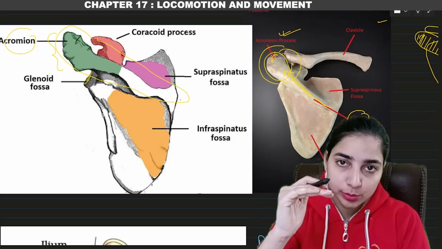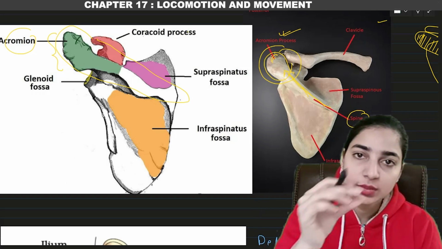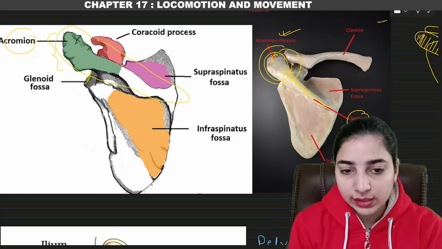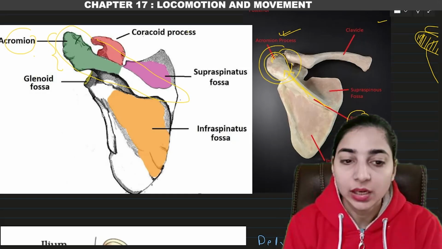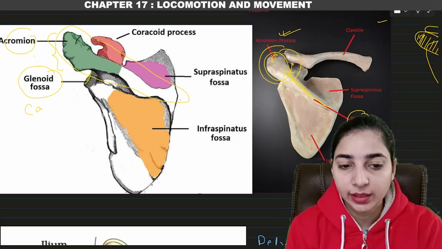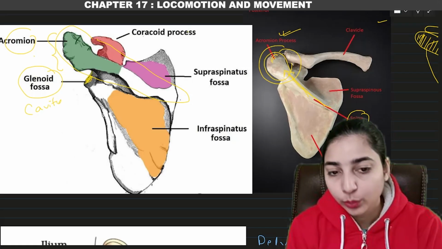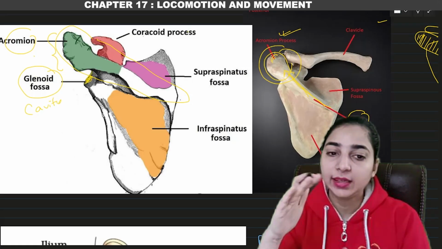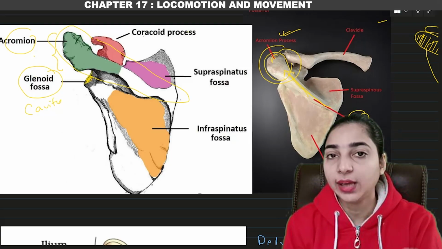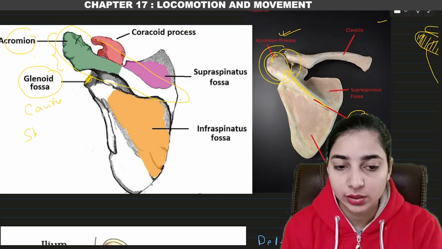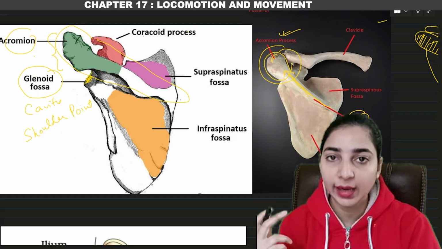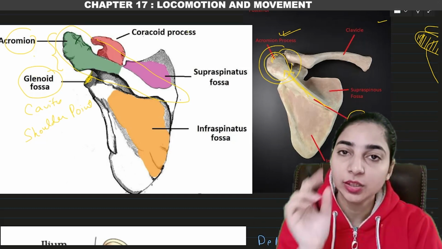The elevated ridge is the spine, and it continues as a wider expanded part known as the acromion. Now just below the acromion you can see there is a depression or a cavity known as the glenoid cavity or glenoid fossa. Okay, so this is the glenoid cavity. It is this cavity at which the hand will get attached at the shoulder. This point of the glenoid cavity is also known as the shoulder point, because the attachment of the humerus of the hand at this glenoid cavity will make the shoulder point.